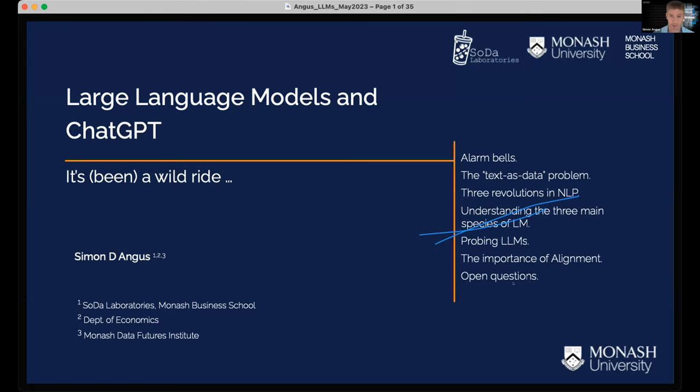So here we go. I think someone's just done a bit of a scribble on my slide. I'll leave it there for the moment, but if anyone knows how to get rid of it, it may help.